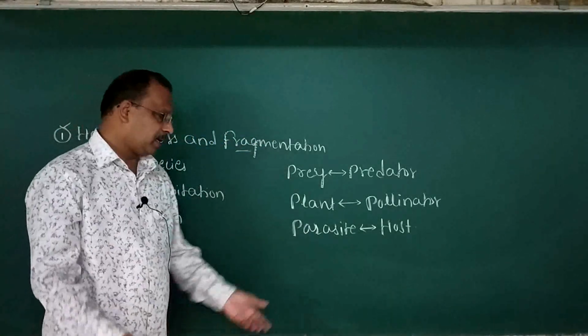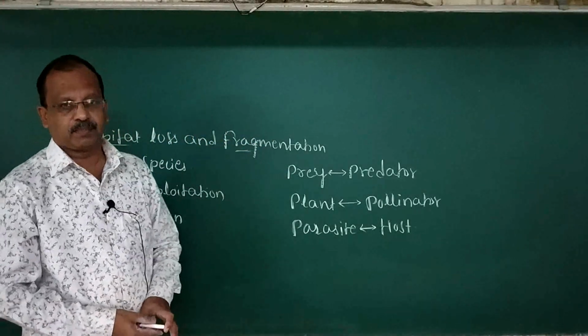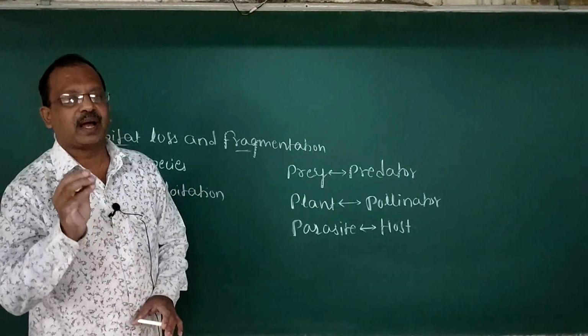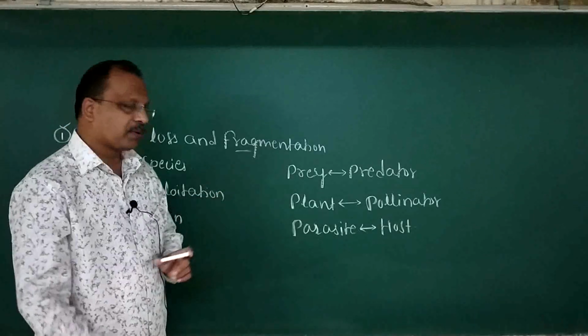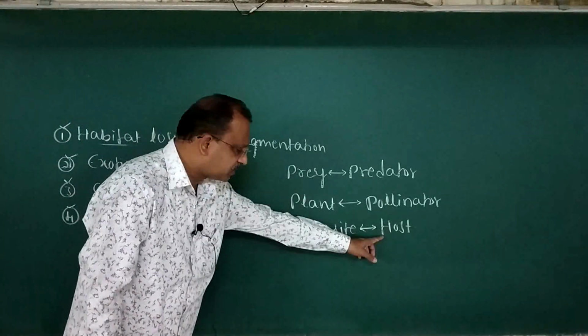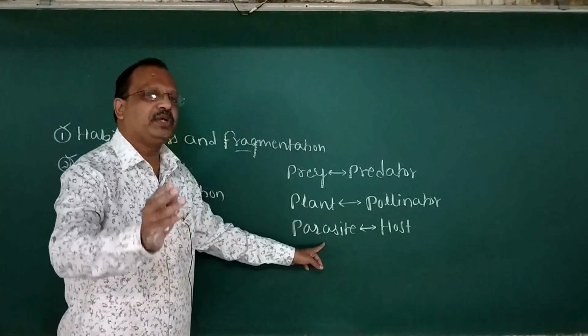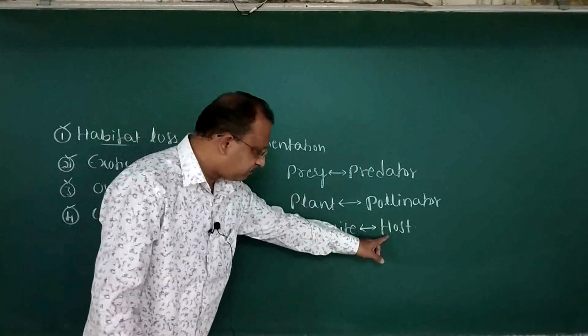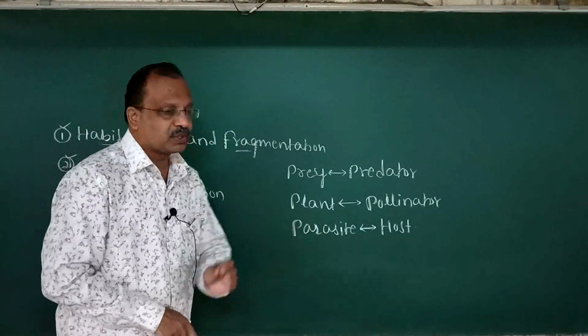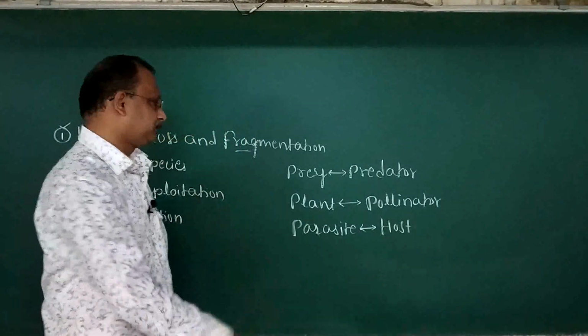Under that, already I have come across 3 examples in my previous chapter: organisms and population. I will provide you the same example once again. If the host becomes extinct, no doubt the parasite is also going to become extinct.